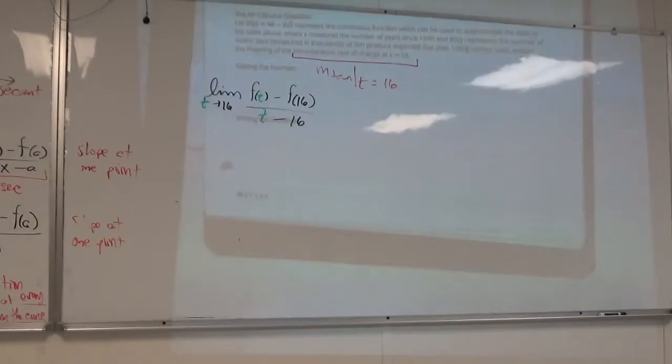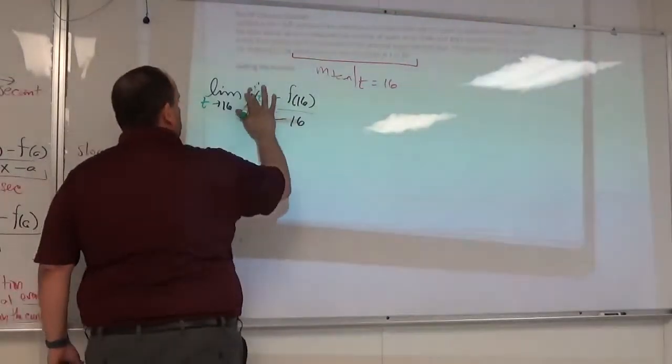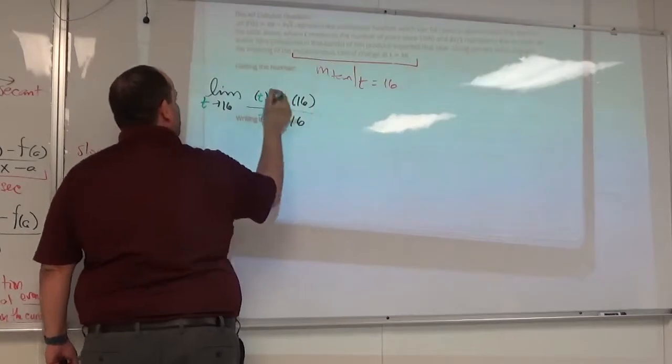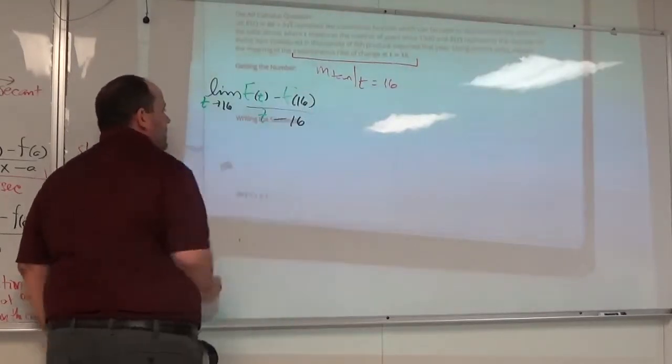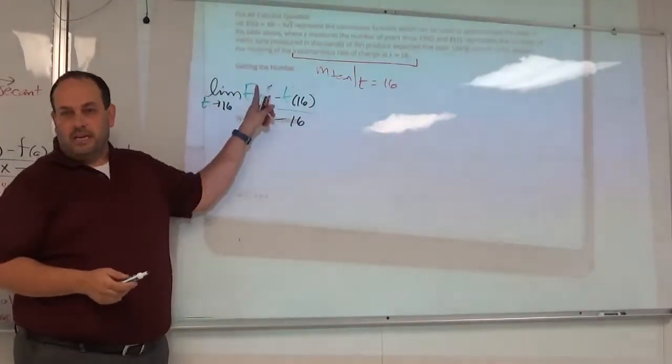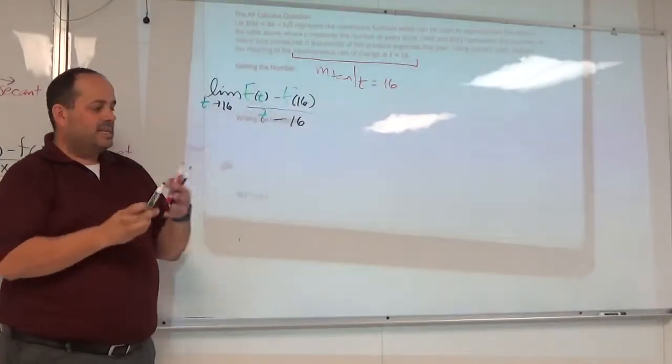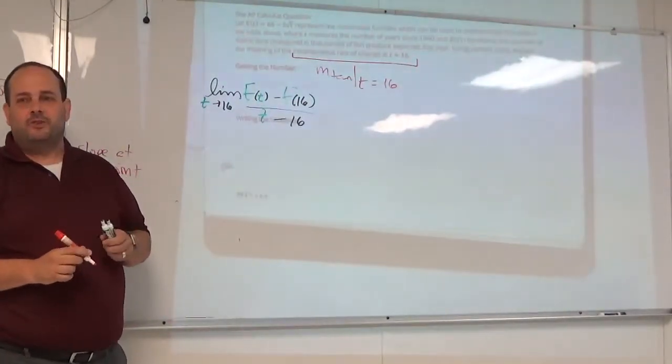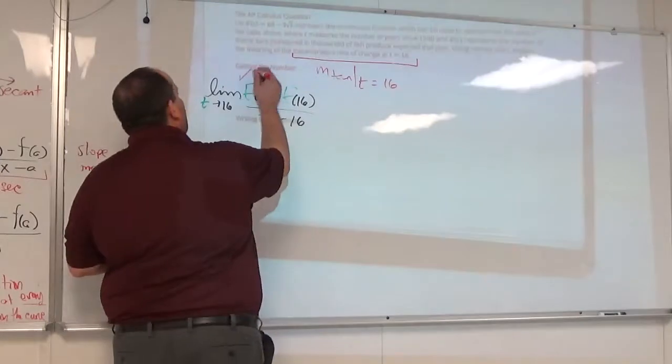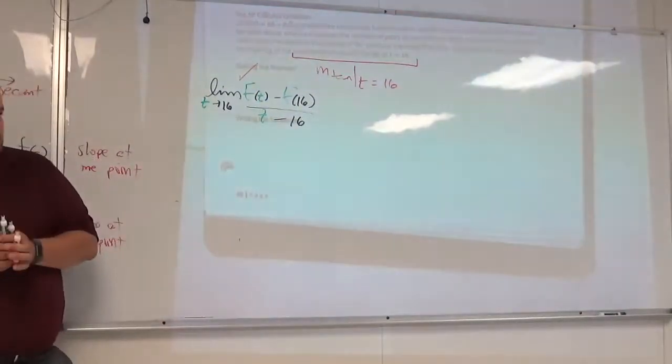There is another fatal mistake. Roberto, what is it? Instead of f, it should be a function of e. How do you know that? That's the name of the function. It's not f, it's e. Limit as t approaches 16, e of t minus e of 16 over t minus 16. Yeah, I know. You have to be that precise.